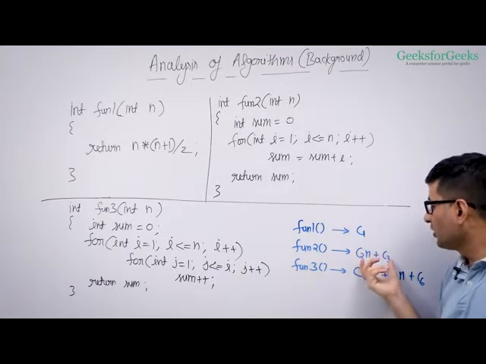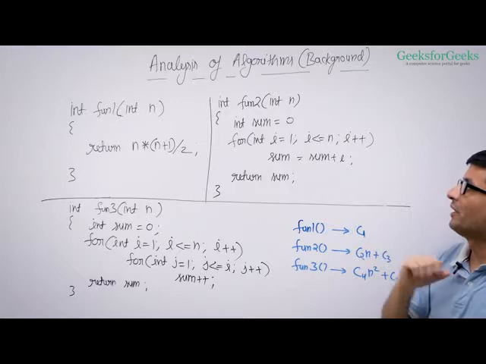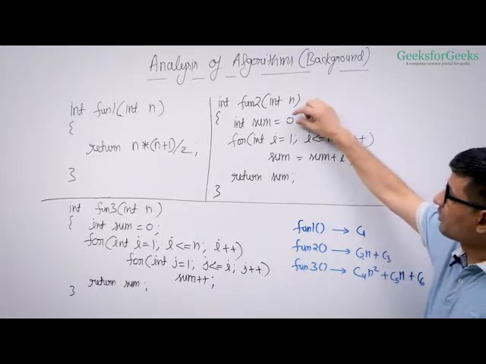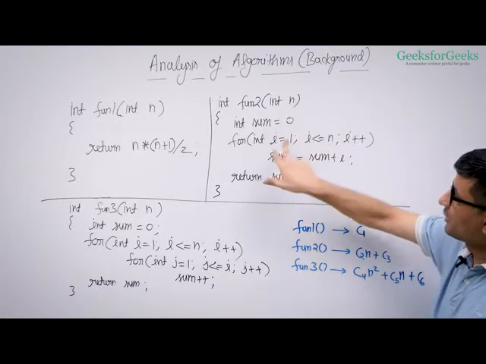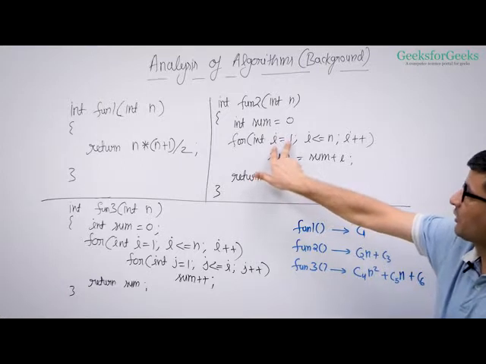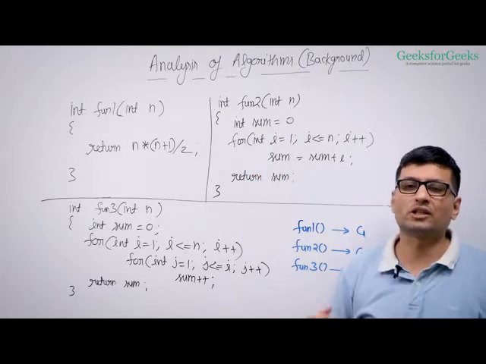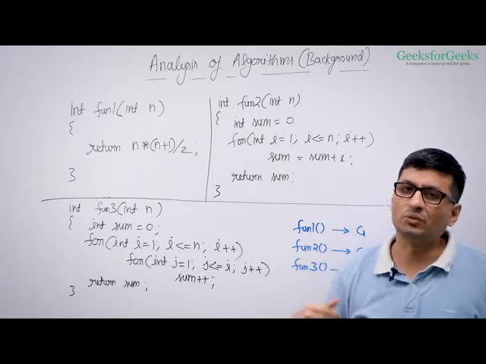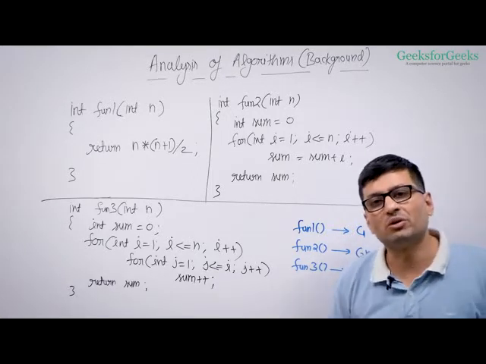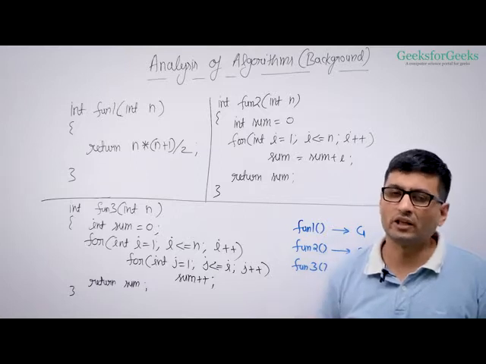Why do we get C2n plus C3? In fun2, we do some constant work, right? This is constant work. This initialization of i is constant work. This is constant work. Constant means this work is always going to happen exactly once, whether you pass n equal to 10,000 or 1,000 or 10 lakh, right?